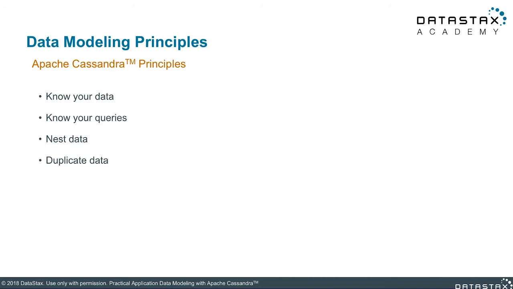Here are some basic rules of thumb when doing data modeling. Know your data, know your queries. You can also nest data, and you've probably heard that with Apache Cassandra, we duplicate data. We sacrifice space for time. We want our queries to perform.